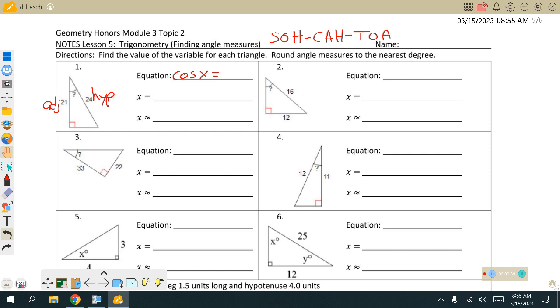So the variable ends up in one of three locations. Yesterday we saw two of the three locations, where it is either the adjacent, hypotenuse, or opposite. Today we're going to look at when that variable is the angle measure, and how we solve out for that. Okay. So now we need to get into calculator ready form. So we need to figure out how do we get x by itself here.